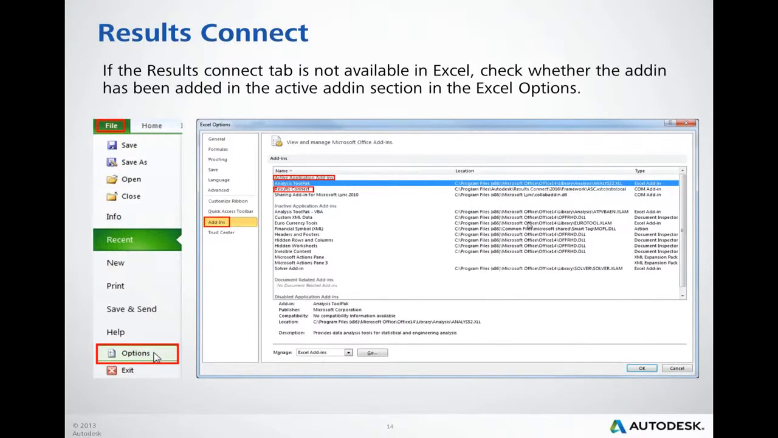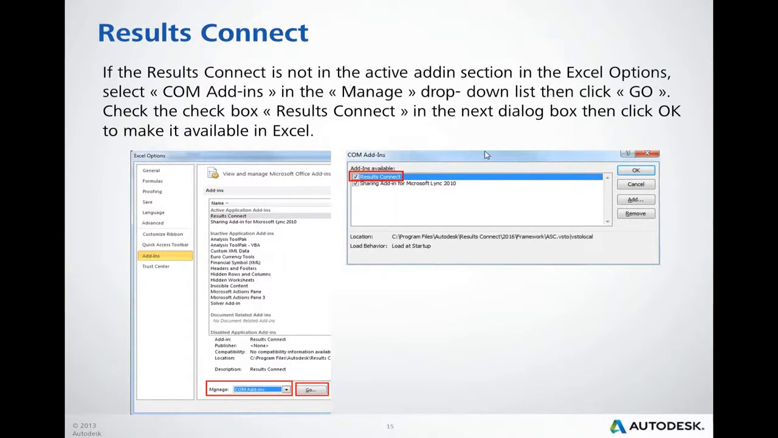If the Results Connect tab is not available in Excel, check whether add-in has been added in the active add-in section in Excel options. It's located under the File menu in Excel. If the Results Connect is not the active add-in section in the Excel options, select COM add-ins in the Manage drop-down list, then click Go and check the checkbox Results Connect in the next dialog box. Then click OK to make it available in Excel.